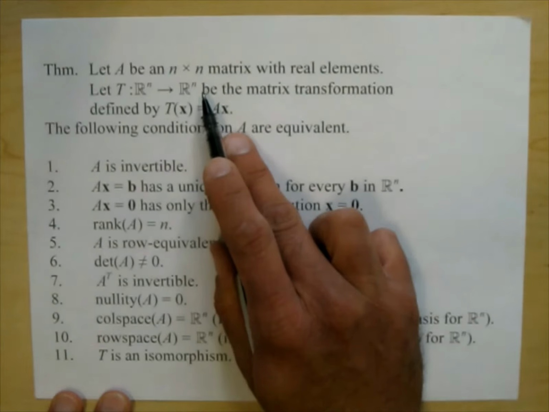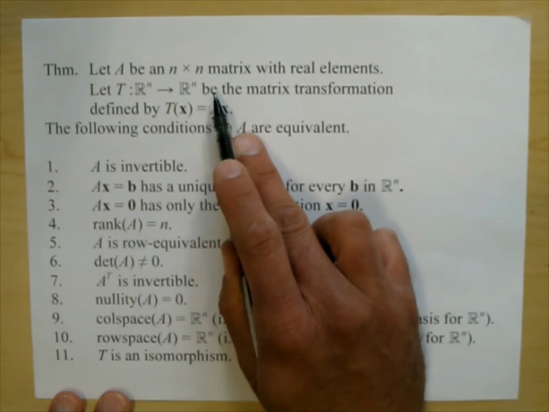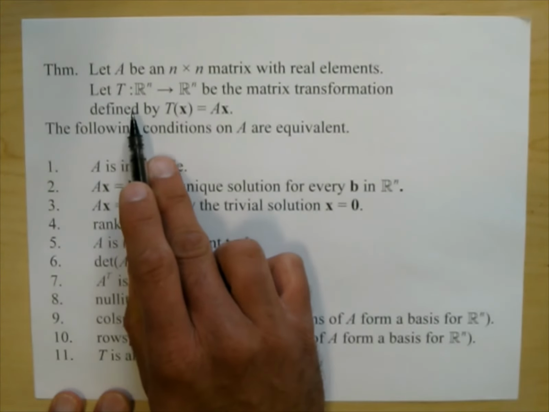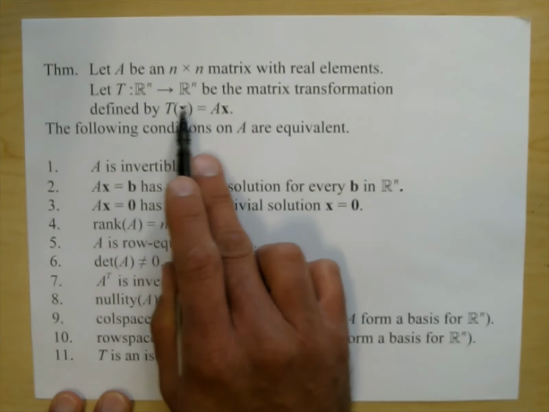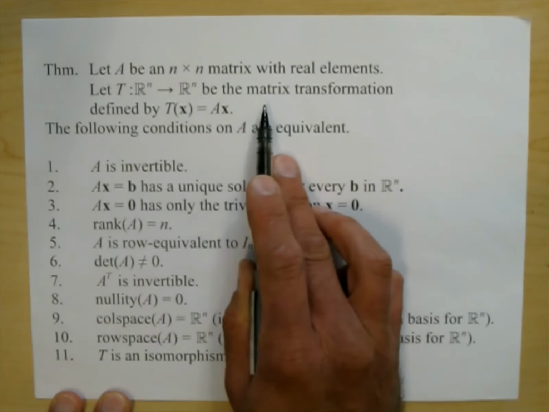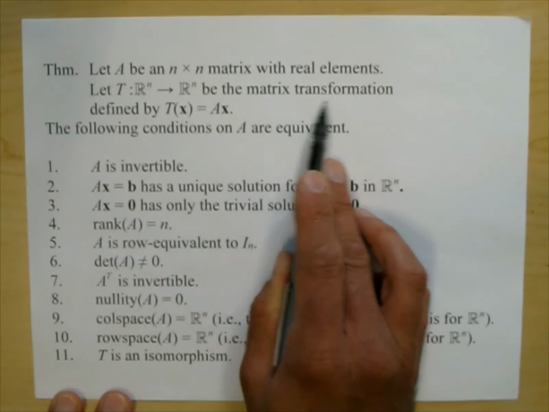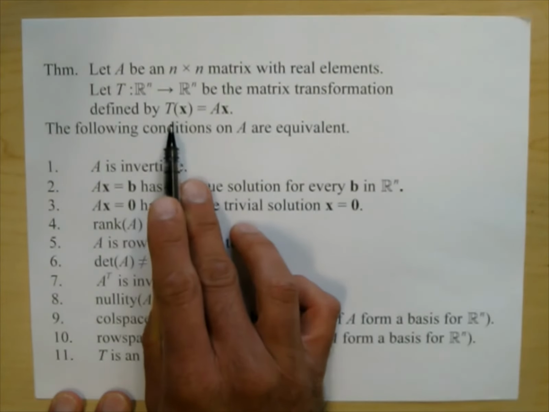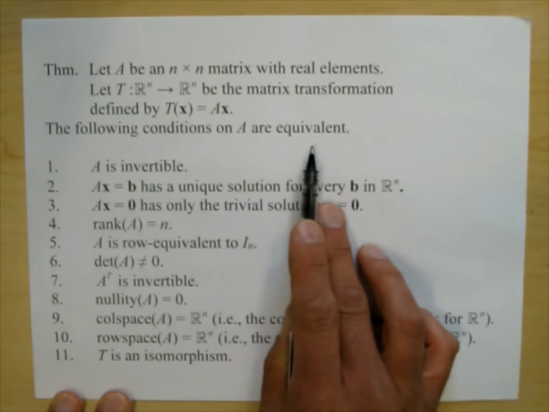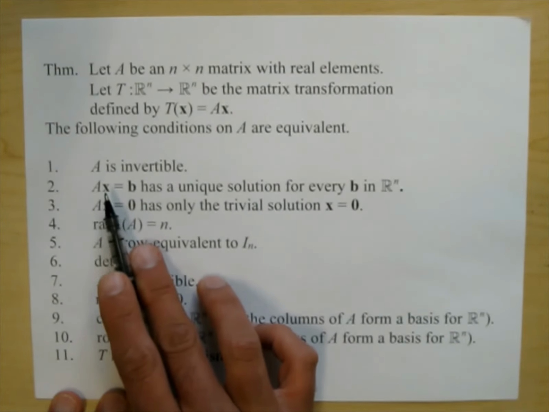You have an n by n matrix, so this is just square matrices with real elements. You have a linear transformation. Oh no, this is a matrix transformation, which, you know, we could say linear transformation, and it's defined T of x equals AX. Okay, so you've got a linear transformation. The following conditions on A are equivalent. So here's the first one.